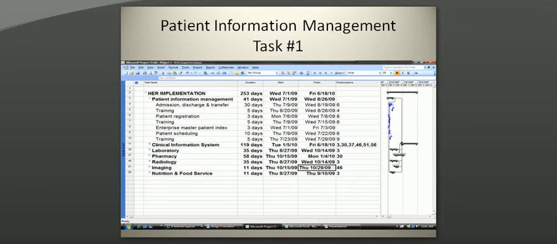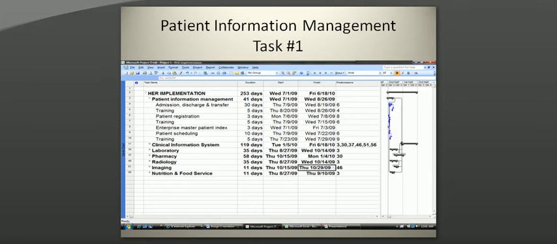Patient information management, task number 1. This task shows its detailed subtasks. When breaking down the task into subtasks, we should ask ourselves a very simple and logical question. Does, for example, subtask 1 have any relationship with any other task? Meaning, does subtask 1 have to be completed before we do subtask 2, for example? In our example here, we can see that training on the system cannot be completed unless we configure registration.